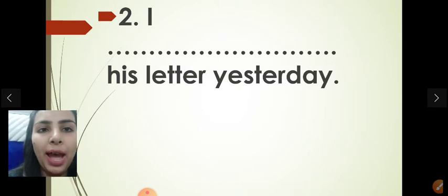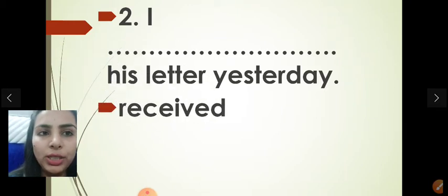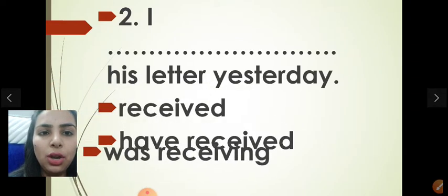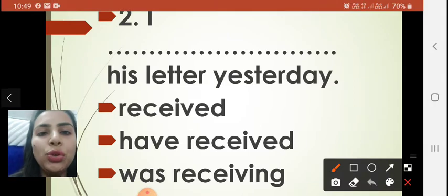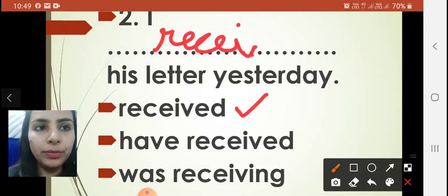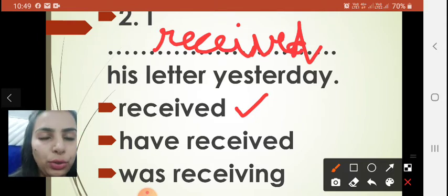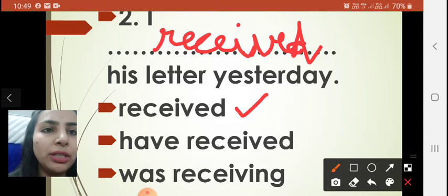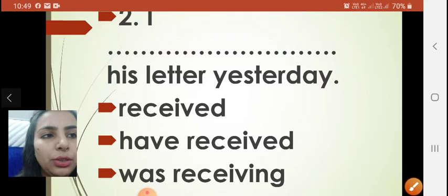Second, I blank his letter yesterday. I'm going to show you some options. Take the correct option: received, have received, was receiving. Is it the first one, received? Yes, as I told you, we use ed words in the past tense. So I received his letter yesterday. Here we use an ed word, which is received. It describes the past tense, and yesterday also tells us that we are talking about the past tense. Okay, now see the next.